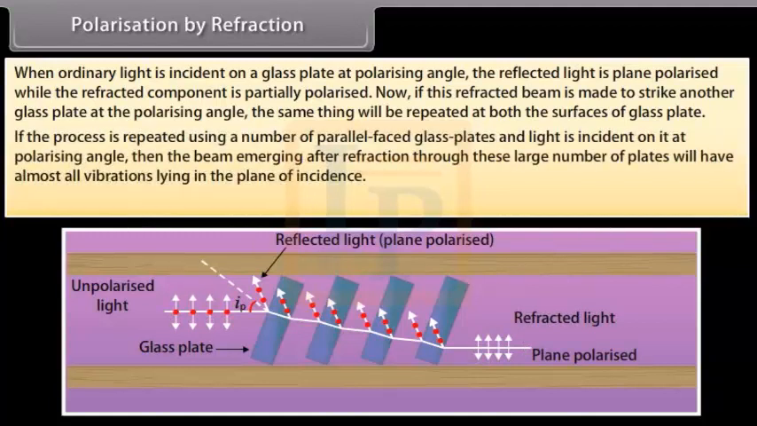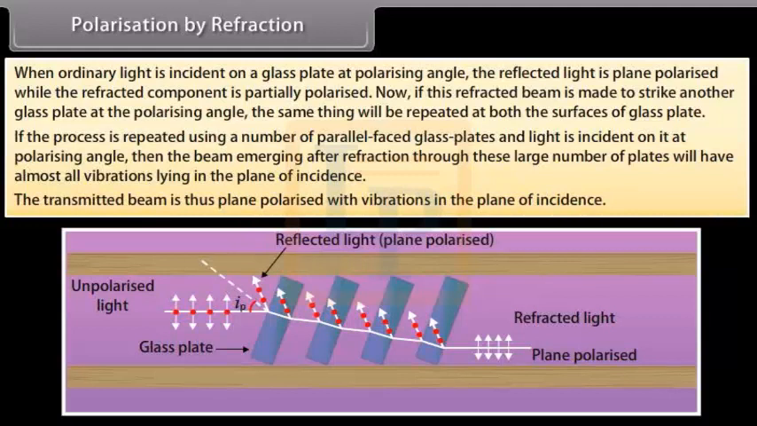If the process is repeated using a number of parallel faced glass plates and light is incident on it at the polarizing angle, then the beam emerging after refraction through these large number of plates will have almost all vibrations lying in the plane of incidence. The transmitted beam is thus plane polarized with vibrations in the plane of incidence.